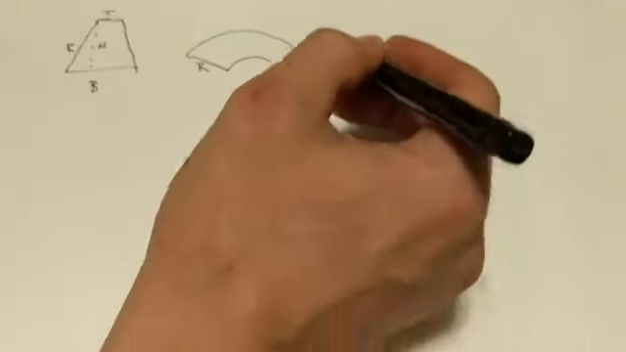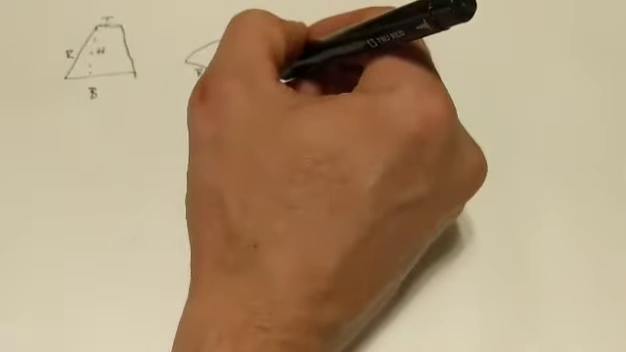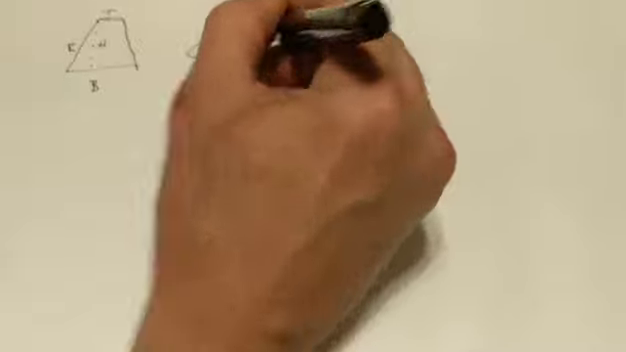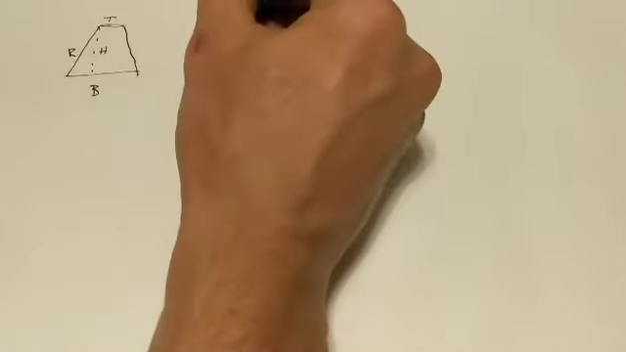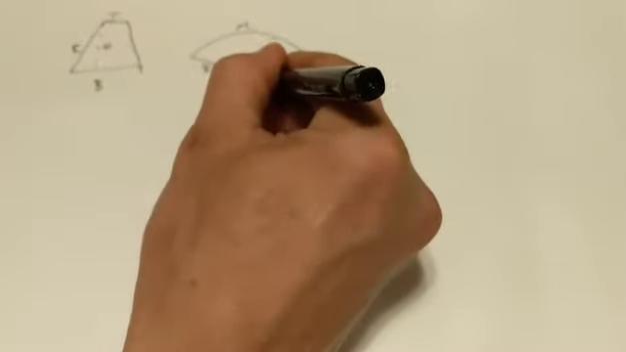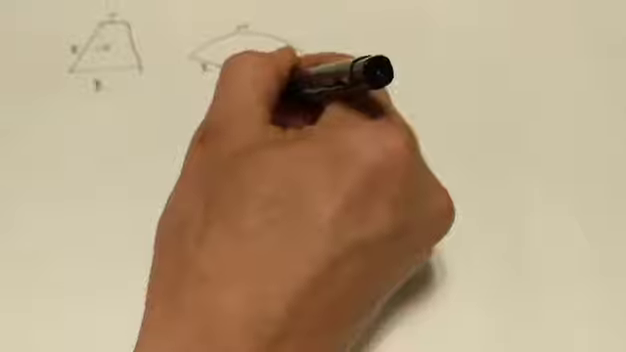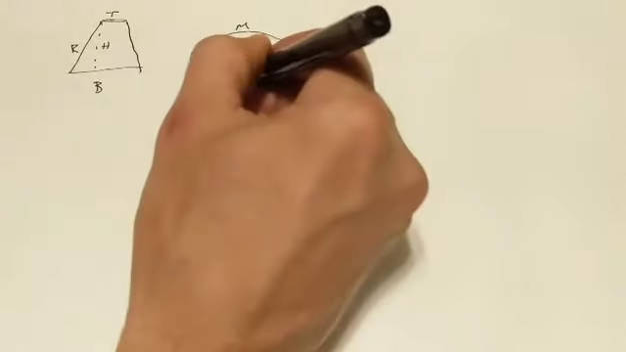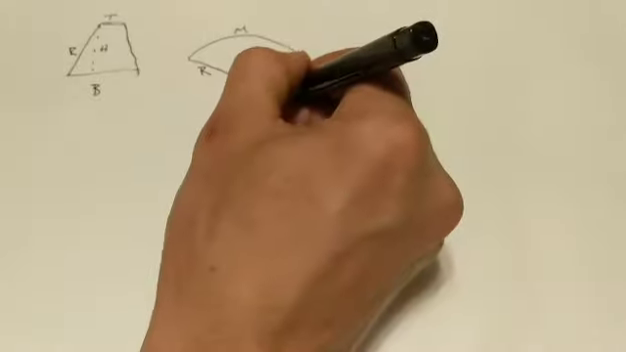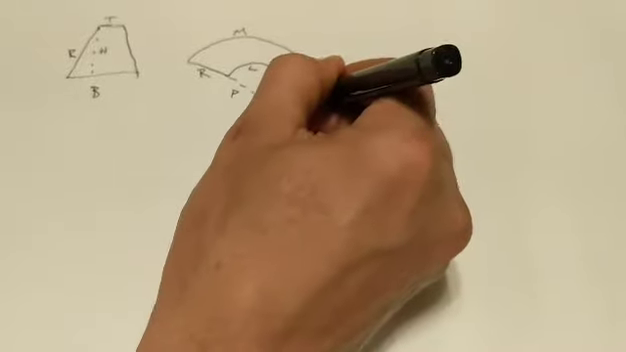But before we get there, some other letters and numbers to know. We'll call this length L, this length M, and then if we were to connect this to make a full cone shape, we will call this value P, and this whole value Q.